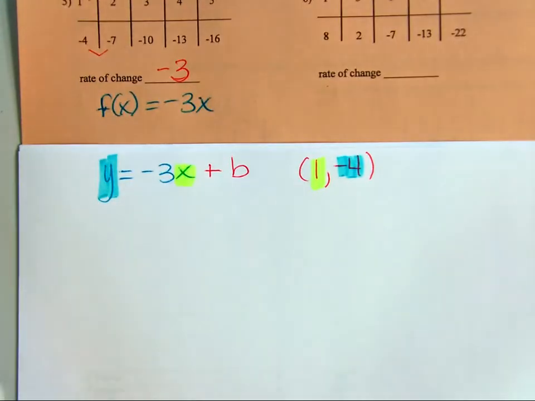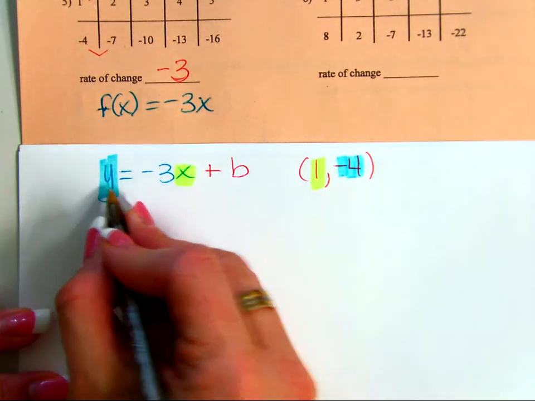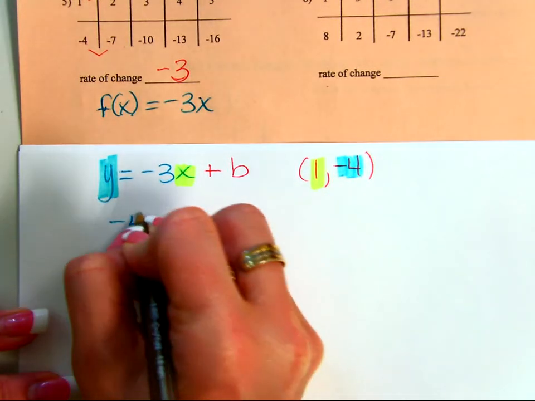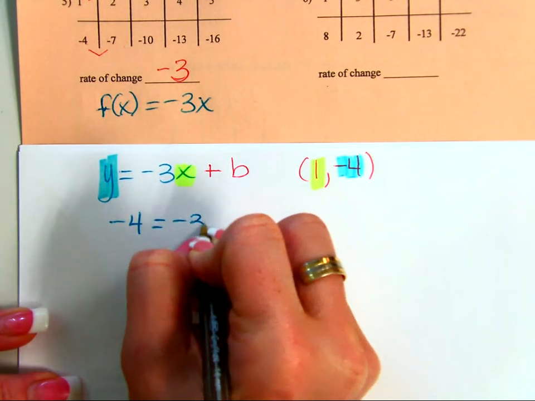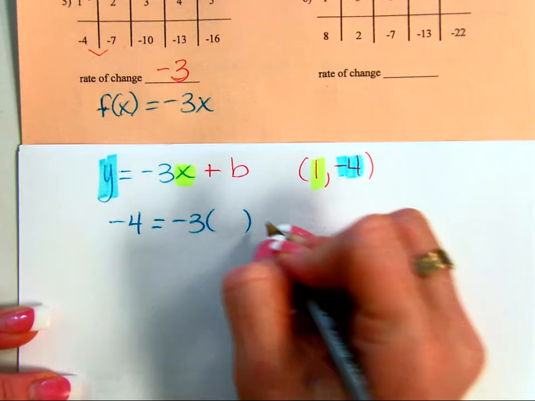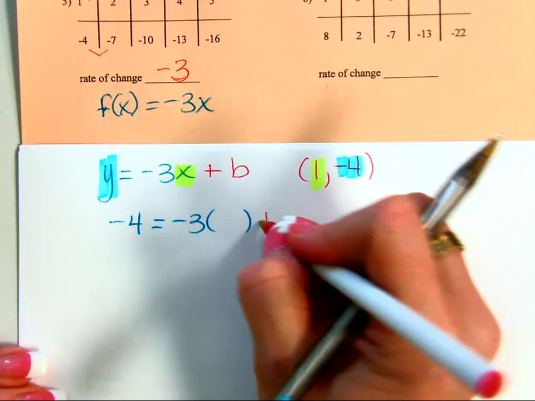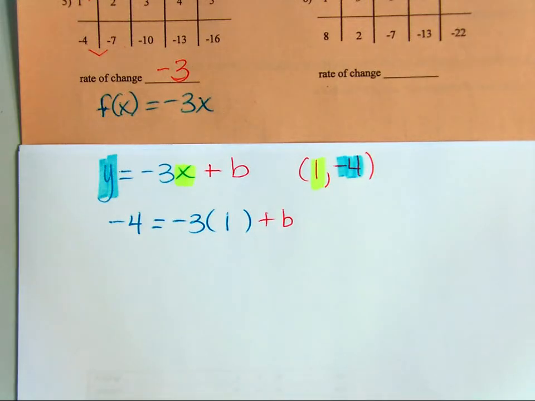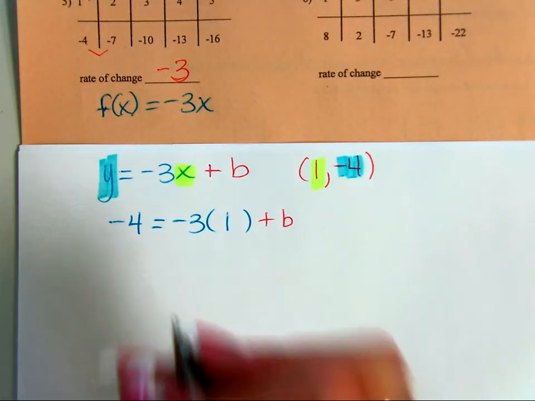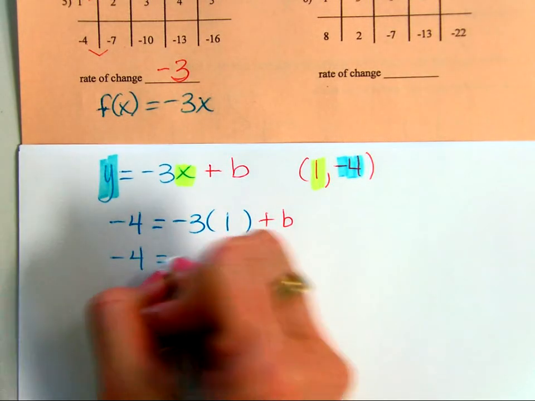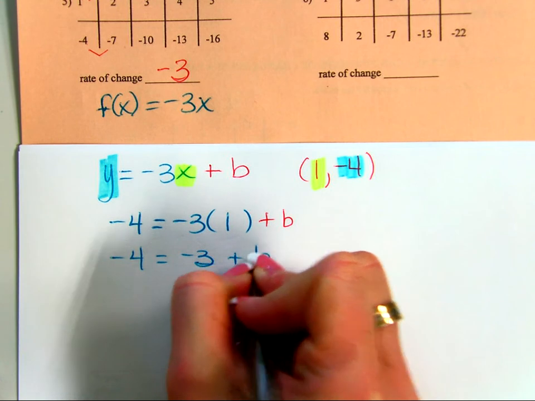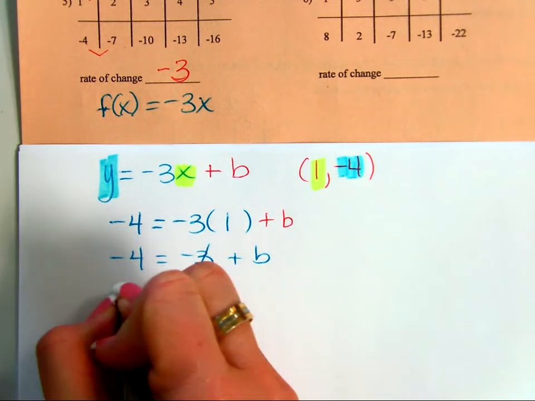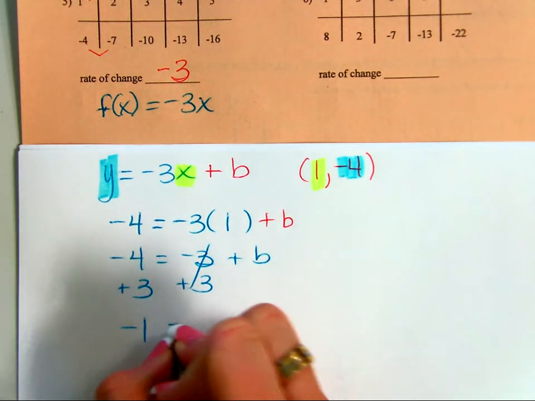So when I do this, I don't write Y. I write negative 4 equals negative 3 times whatever your X is, which is 1. So now watch this. Negative 4 is equal to negative 3 plus B. Solve for B. Add 3 to both sides. Negative 1 is equal to B.